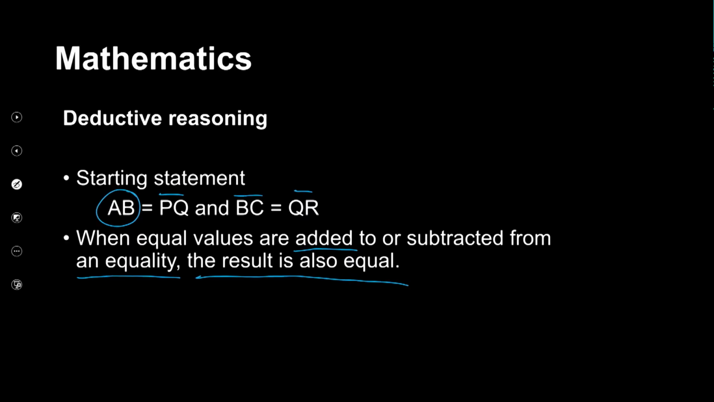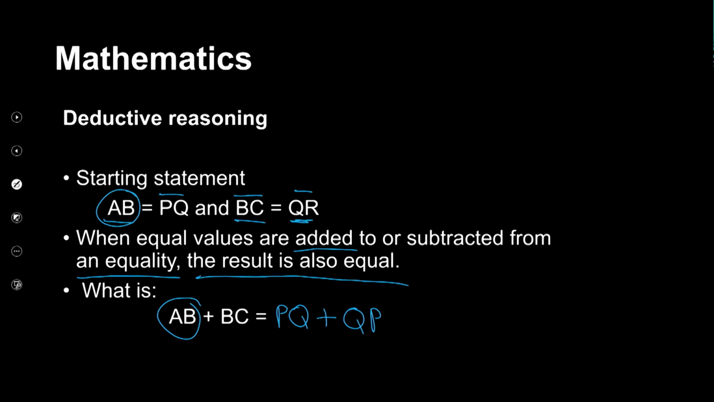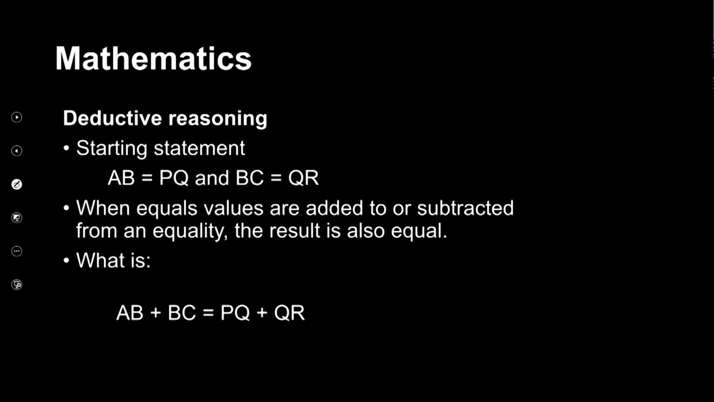Now, to show you what I'm talking about here, AB plus BC, right? So I am adding AB plus BC. And I know that AB, I was told that this is equal to PQ. So it means this is the same as me having PQ plus, right? I was told that BC is equal to QR. So this will be PQ plus QR. Why? Because of the very first axiom that we had, which we always said is the starting statement. So as a result, this is what I will have.